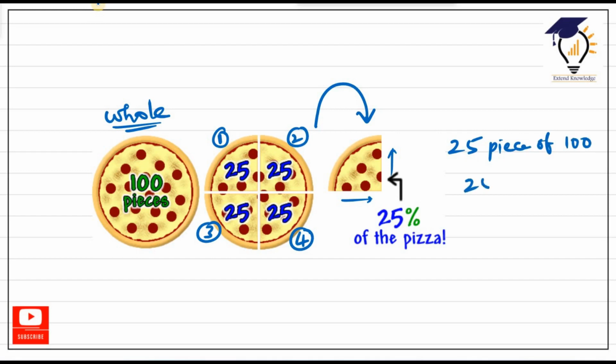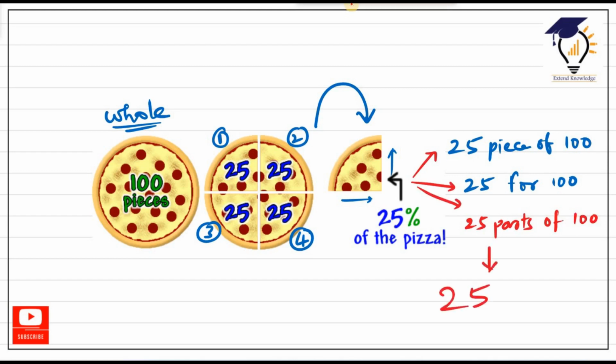So that means 25 for 100. In general we can call it part of the whole, as we said, no? 25 parts of the whole is how much? 25 parts of 100. All these statements say that it is 25%. So this is how we can apply percentage in our daily life with examples that we can see around us. So 25 pieces of pizza have been taken out of 100 pieces, and which is 25%. This is how the percentage is done.